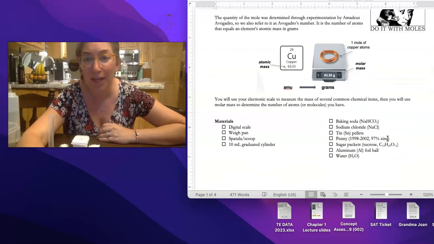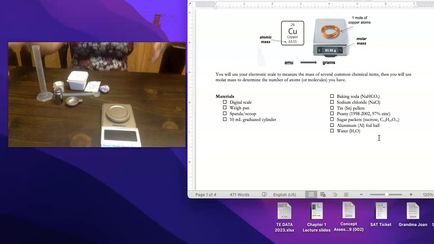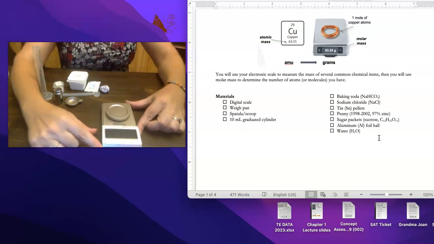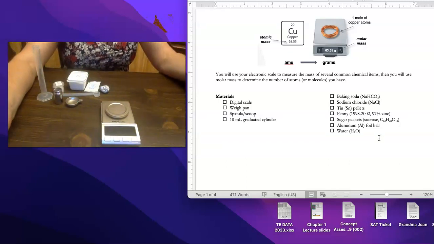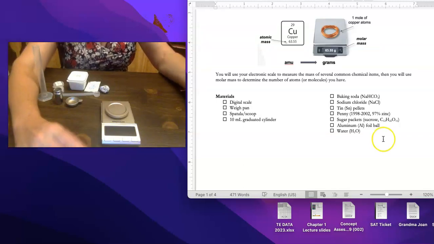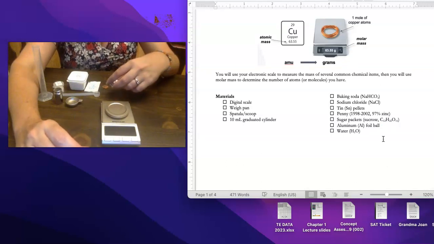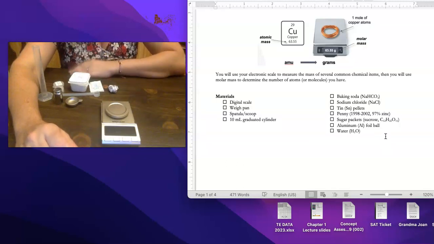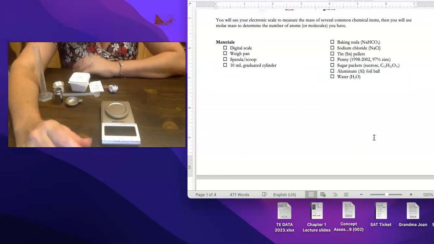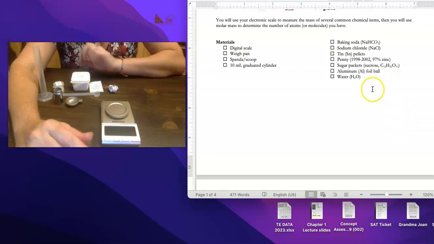So in this experiment, you have a bunch of fun little stuff in your kit. We have a digital scale, and we have a bunch of different items that you're going to be weighing. You're going to calculate the mass, and then you're going to calculate how many moles of these substances you have. All of these substances are pure substances. They are either pure elements or simple pure compounds. Elements and compounds are pure substances. And for the compounds, I gave you the formulas for them, either in the lab or on the substance itself.